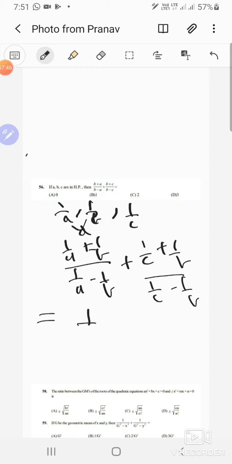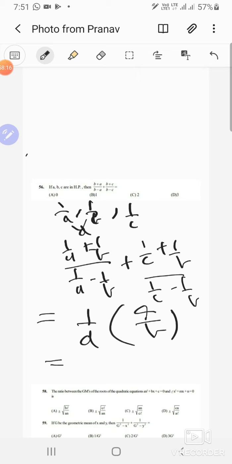Let's take the common difference out of it. It's 1 upon D, right? This is the common difference, this is the common difference. We have 1 upon A plus 1 upon B and then 1 upon C plus 1 upon B. This is going to be 2 upon B plus 1 upon A plus 1 upon C, but 1 upon A plus 1 upon C is going to be 2 upon B as well, so you will have 4 upon B over here. So 4 upon B into the difference.